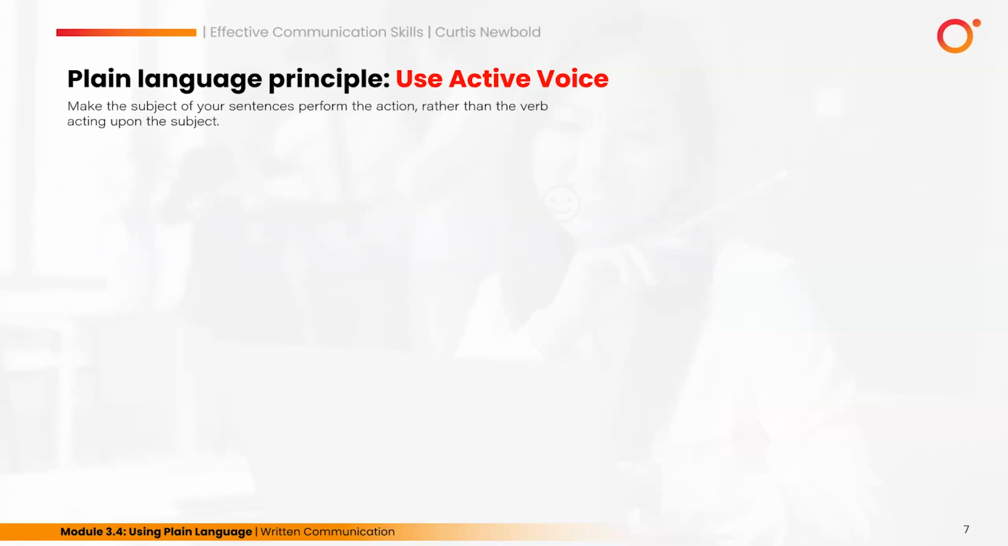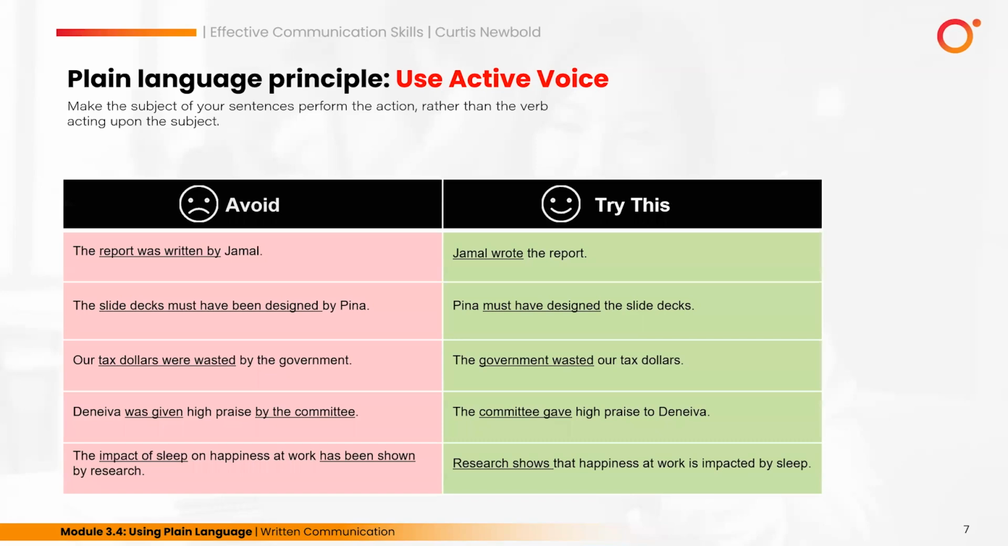Make the subject of your sentences perform the action rather than the verb acting upon the subject. So you'll see as we walk through this, if that sounds a little bit confusing, on the avoid side, the report was written by Jamal. You'll see that the verb in that sentence was "written," but that makes the subject being acted upon rather than acting. Whereas if we switch that to Jamal wrote the report, Jamal now is the subject and is acting upon the report itself. So you're flipping that around in order to make it clearer to understand.